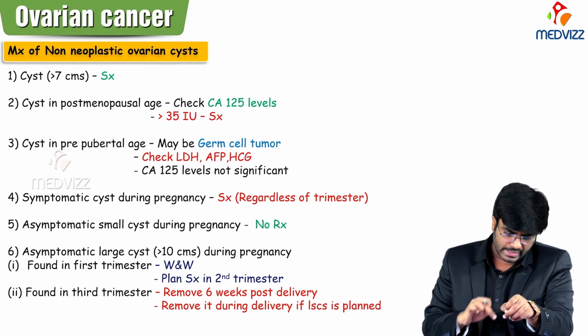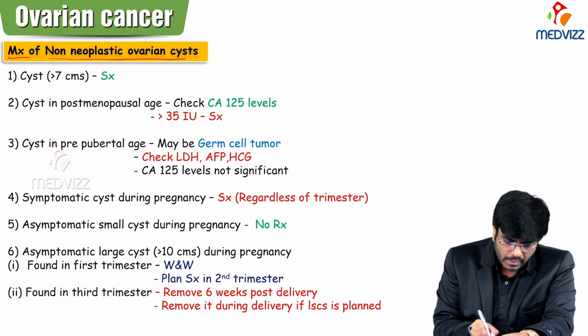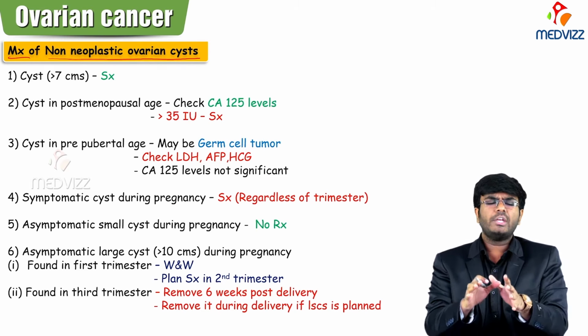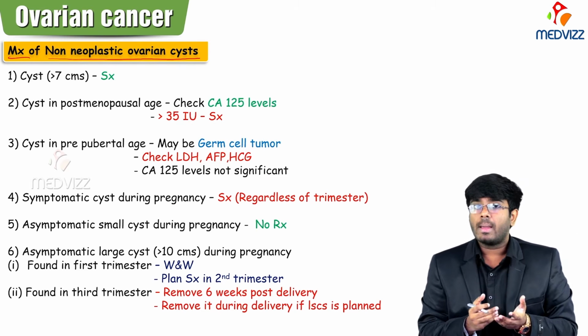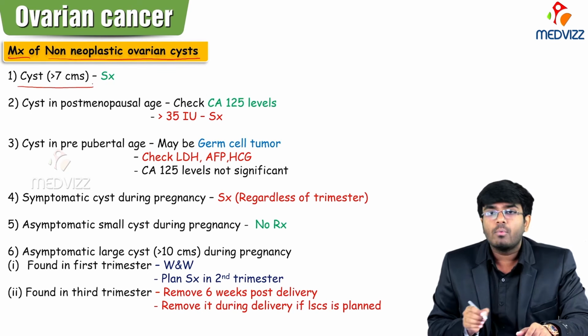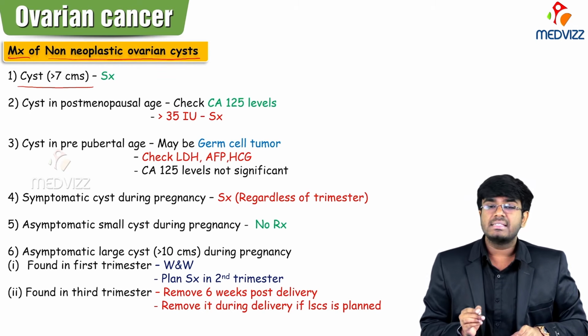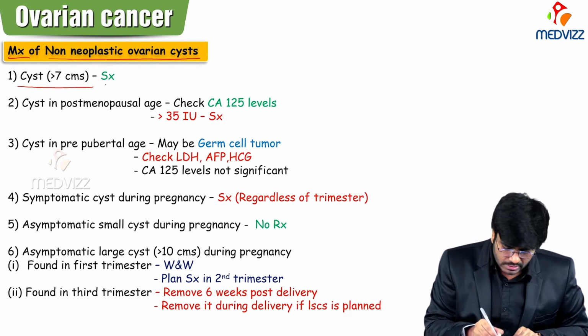So let's see what is the management of a non-neoplastic ovarian cyst. First of all, you don't need to do anything. Why? Because they resolve on their own. But if the cyst size is increasing more than 7 centimeters in a reproductive age woman, do the surgery.